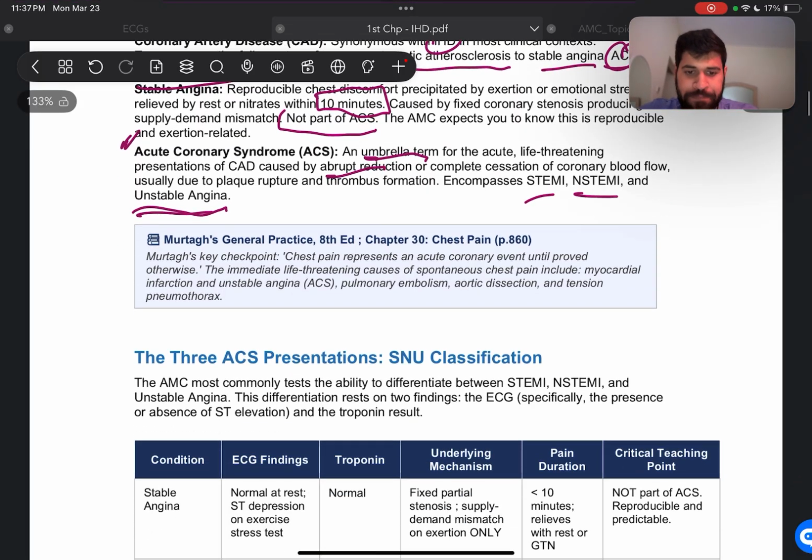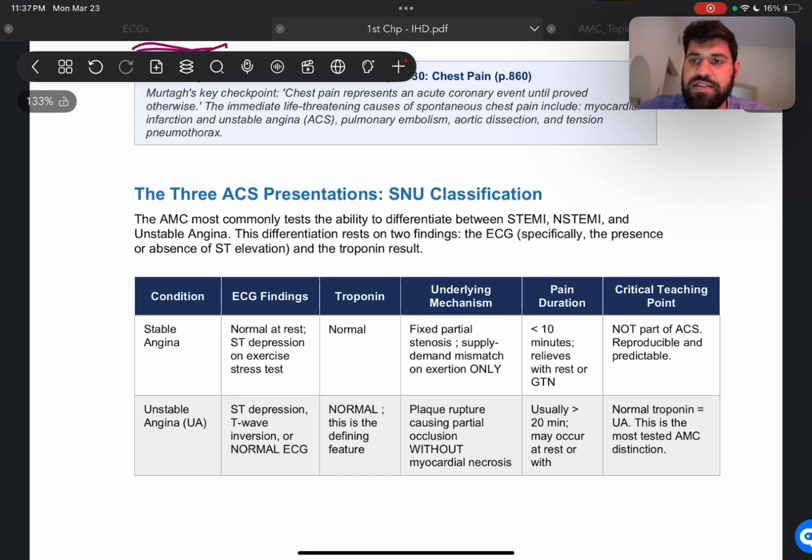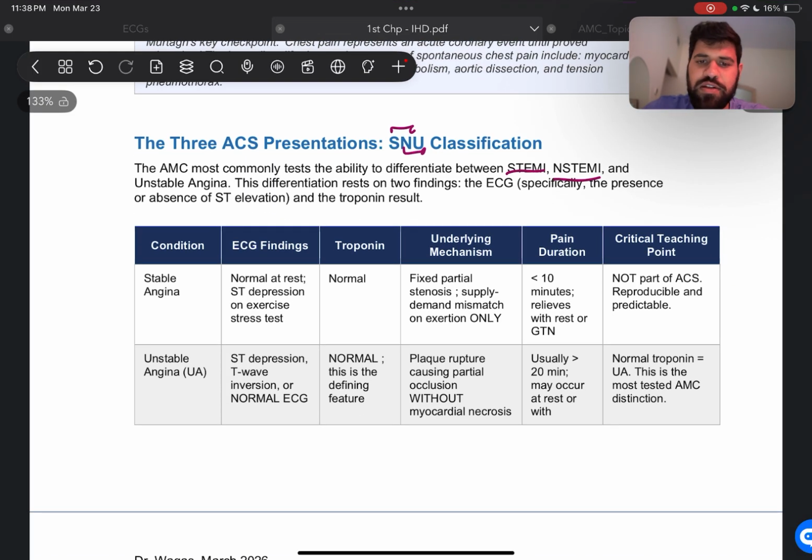All right. Now the 3 ACS presentations follow the SNU classification. S is for STEMI, N is for NSTEMI, and U is for unstable angina. And it's going to rest on 2 findings. So we understand it this way: SN and NU. SN would be ECG specific, whereas NU would be troponin specific. You'll understand this later on.